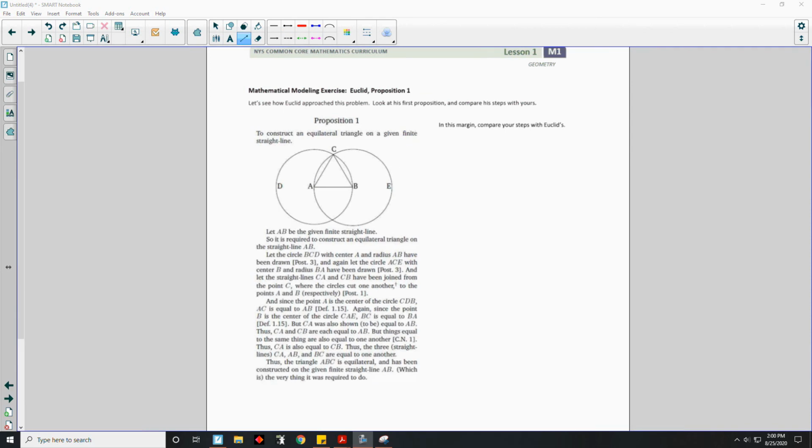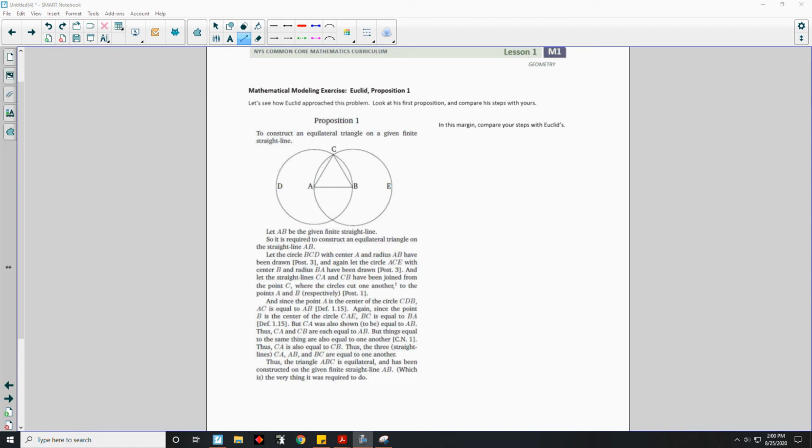Okay, page 3 brings us to the mathematical modeling exercise, Euclid, proposition 1. Let's see how Euclid approached this problem. Look at his first proposition and compare his steps with yours. So proposition 1 says to construct an equilateral triangle on a given finite straight line. Okay, so let's stop there. Finite, the opposite of infinite. Infinite means it goes on forever and ever. So a finite straight line would actually be a line segment because it has a beginning and an end.